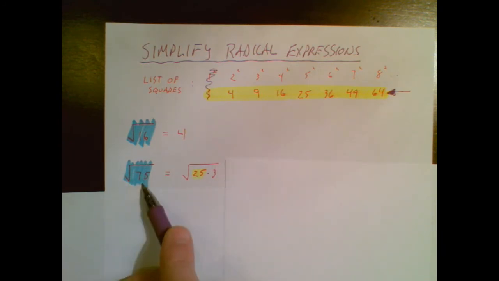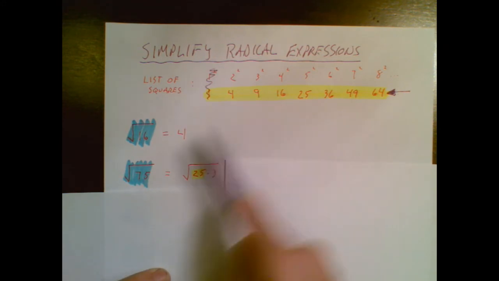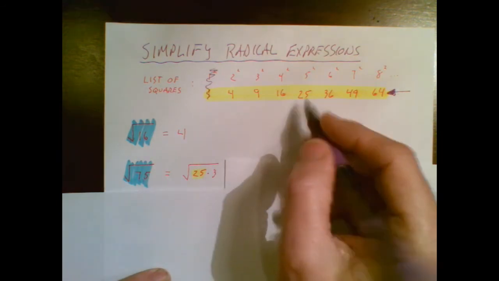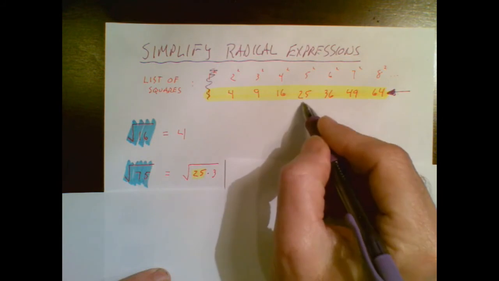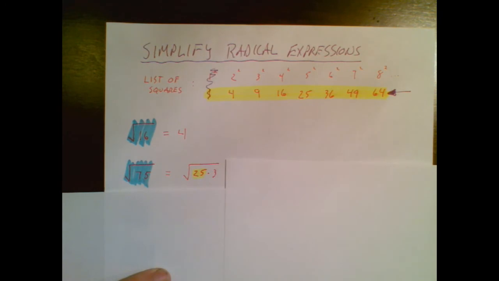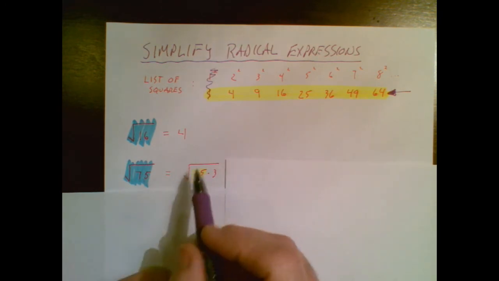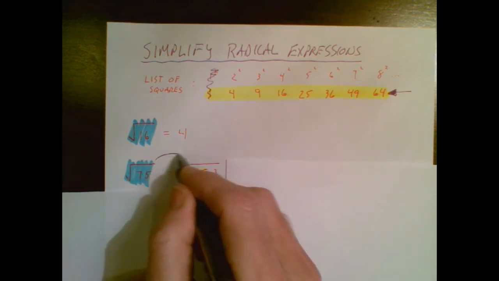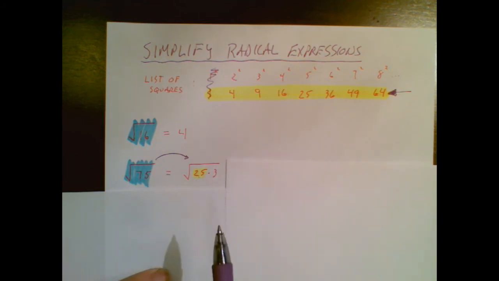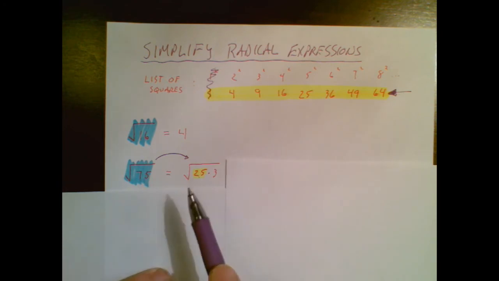Does 9 divide evenly into 75? Well, 75 divided by 9 would give you some sort of decimal answer, so that's not going to work. 16 doesn't divide evenly into 75. How about 25? For the first time as I went up through this list, I found one of these highlighted yellow values that divides evenly into 75. In fact, it goes in there 3 times. So I'm going to rewrite square root of 75 using the 25 times 3. Well, why did I multiply by 3? Here's why. 25 divides into 75 3 times.